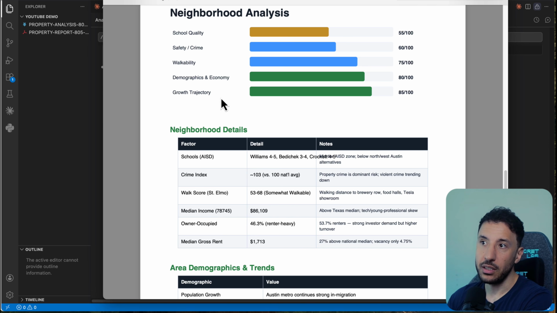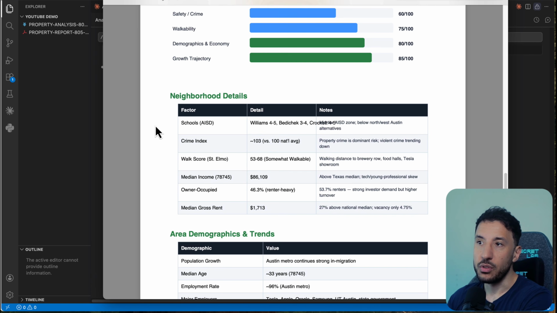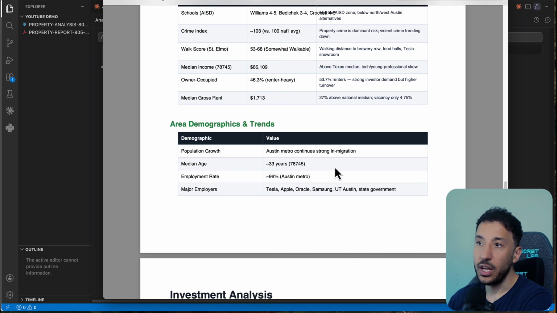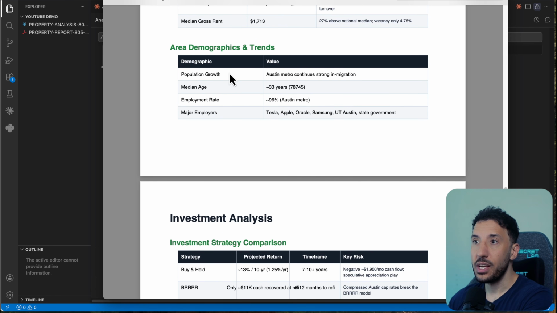This neighborhood looks like the growth trajectory is really good. So it also gives you the neighborhood details as far as the factor, which is a crime index, walk score, and also the notes and the details itself, the area demographics and the trends, right? The population growth, the median age, the employment rate, all of this has a huge impact on the value of real estate. Austin is obviously one of the most employed cities in the US, so it has a really good employment rate at 96%.